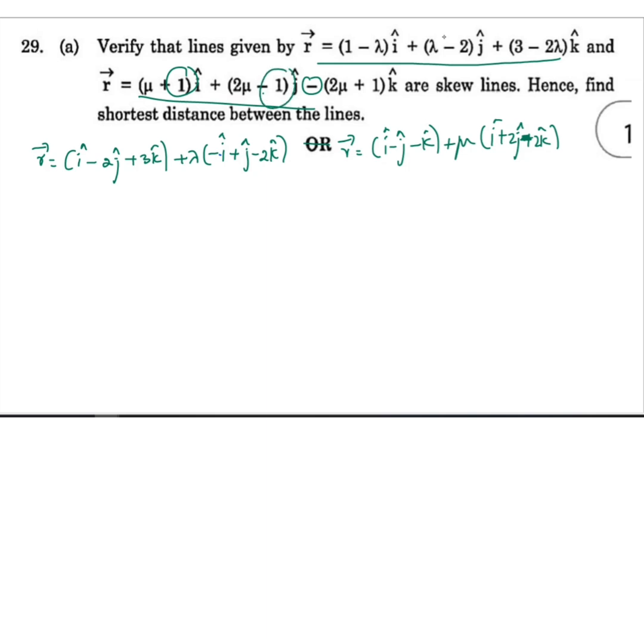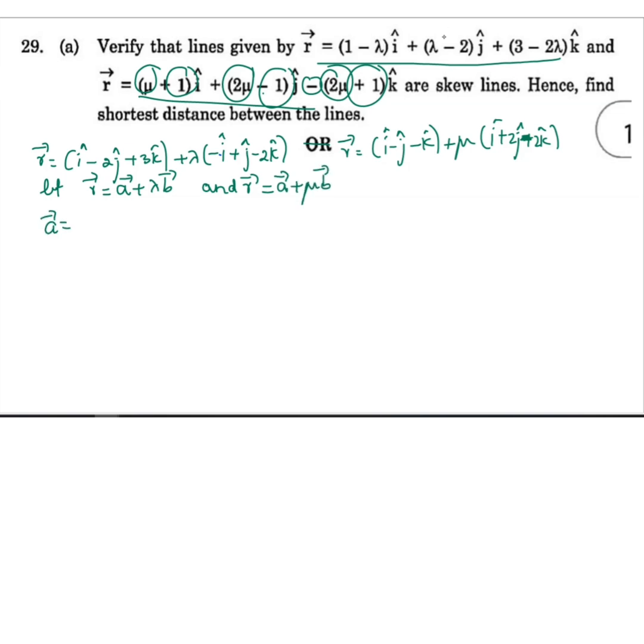So just after writing the lines in the form r vector equals a vector plus lambda b vector, and also r vector equals a vector plus mu b vector, let us write the values of a and b.